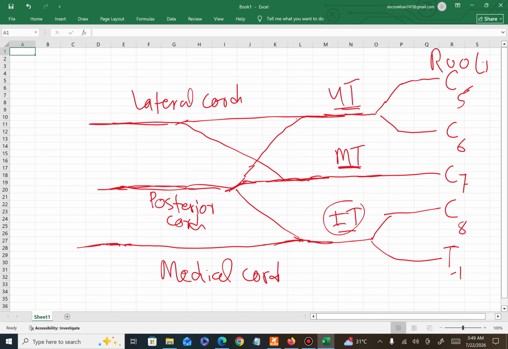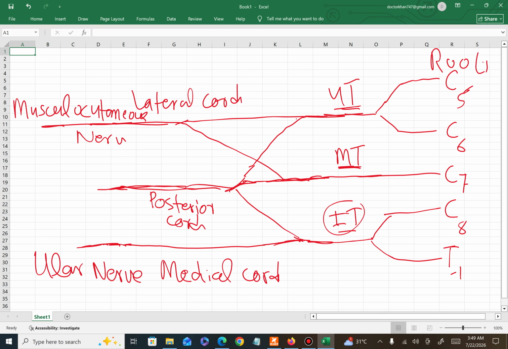Then the medial cord has the main branch, which is the ulnar nerve. The main branch from the lateral cord is called the musculocutaneous nerve. Then the main nerves from the posterior cord are first the axillary nerve and then the radial nerve.